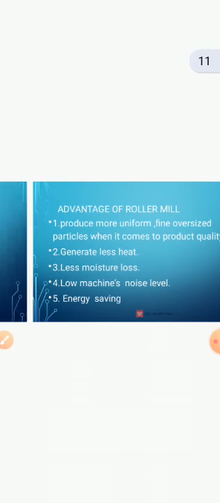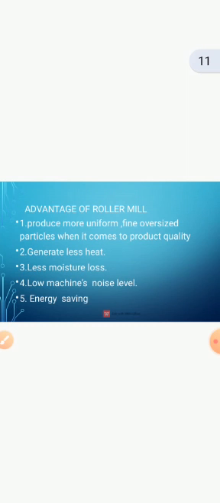Now we will see the advantages of roller mill. The roller mill produces more uniform, fine particles when it comes to product quality. The roller mill gives good quality of products. Second, the roller mill generates less heat. Third, less moisture loss. Fourth, low machine noise level as it does not cause noise pollution. And the fifth and most important advantage is energy saving.